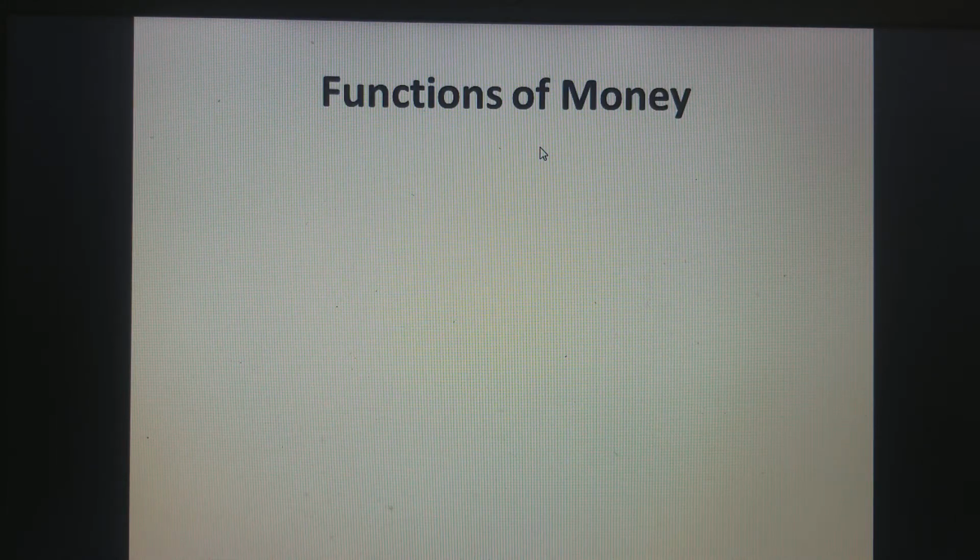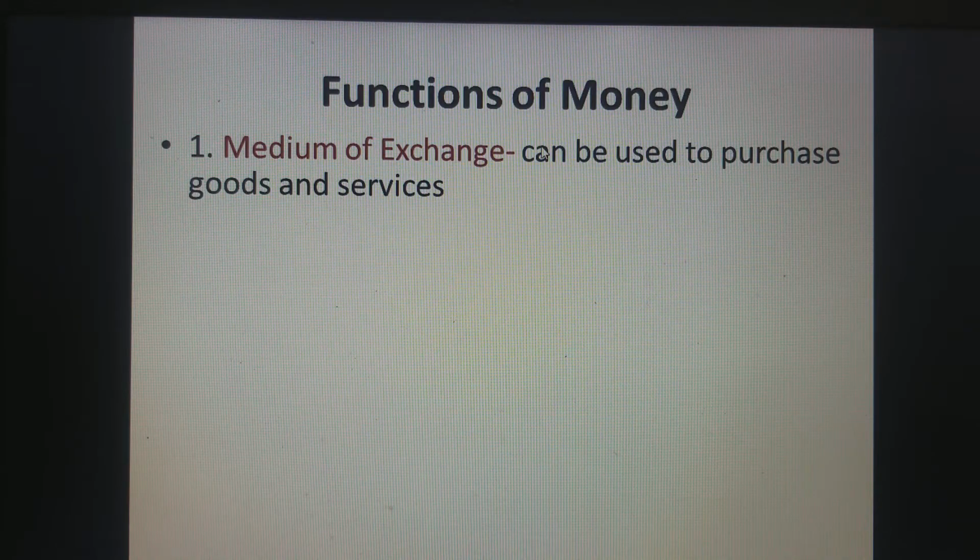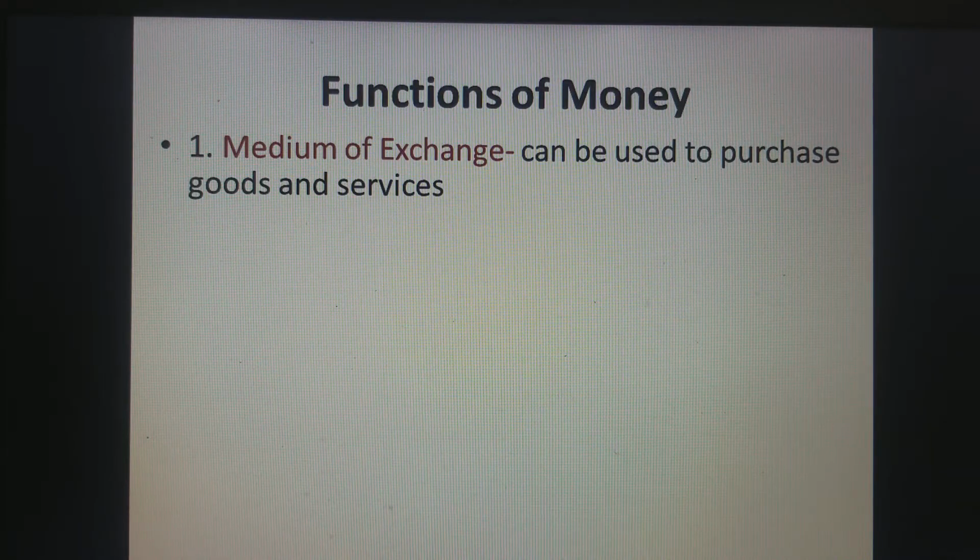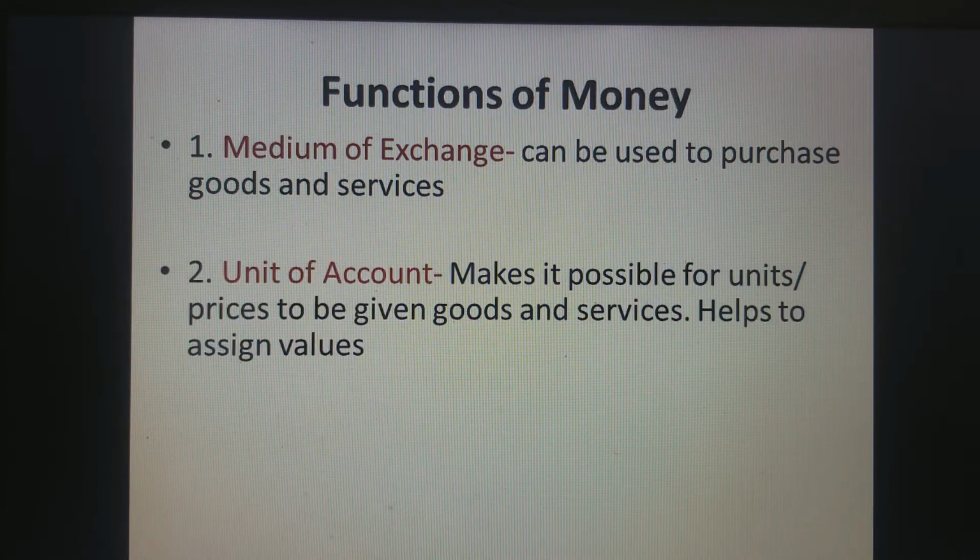What are the functions of money? We're going to look at at least two or three of them. One, medium of exchange. Money can be used to purchase goods and services. So it's a medium of exchange. You can use it to access goods and services.